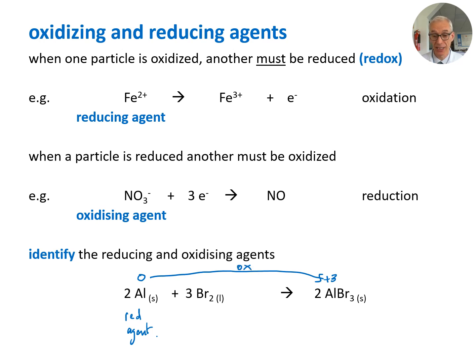In this case, it's bromine, because bromine starts at 0, ends up as -1. So bromine has been reduced. So therefore, the bromine must have caused something else to be oxidized. So the bromine is the oxidizing agent.